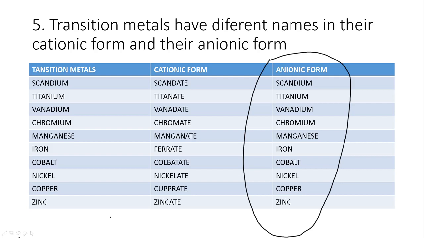So for now, I won't be talking on the anionic form. I'll only be emphasizing the cationic form. Now for scandium, the cationic name is scandate. For titanium, the cationic name is titanate. For vanadium, vanadate. For chromium, chromate. For manganese, manganate. For iron, ferrite. For cobalt, cobaltate. For nickel, nickelate. For copper, cuprate. And for zinc, zincate.